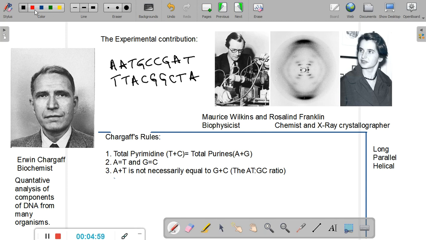Certainly, the number of bonds between them is also something we should remember. Adenine and thymine are bound to each other by a double bond, two hydrogen bonds.